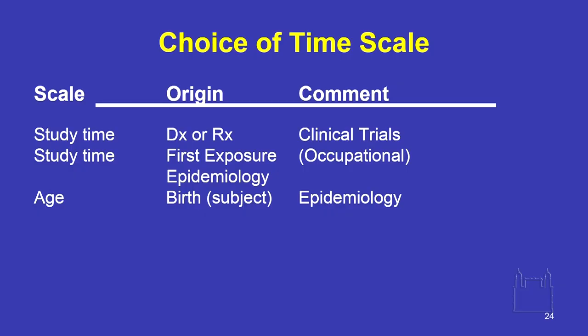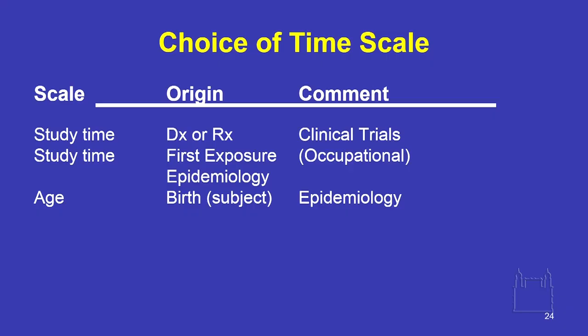So what's this choice of time scale? Study time, when we're thinking about clinical trials, the origin is usually time of diagnosis or time that you start a new treatment. So, time of randomization, we usually start the clock when we start changing that intervention of some sort. Sometimes in occupational epidemiology, for instance, it might be time of first exposure. So we'll have a nickel refinery example that will show you one for that. A lot of times in epidemiology, we're following people across a lifespan, so we may start at birth. There are a lot of different origins you can use, but you must define it.